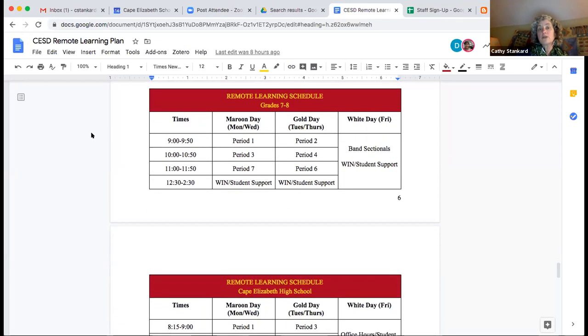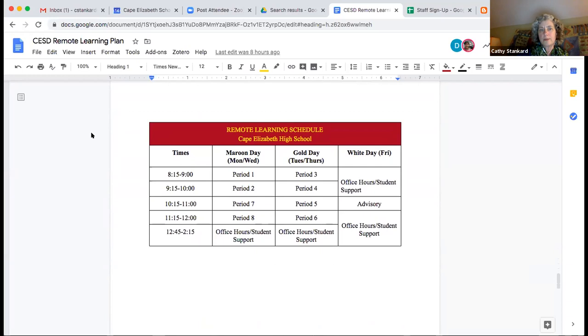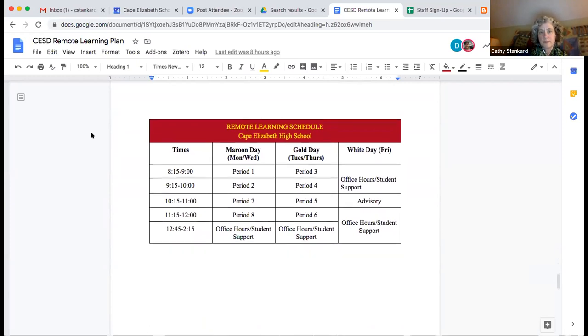The seventh and eighth graders are like the high school, following more of a traditional schedule in that it's not by content area, but it's by periods. So your regular period one class now meets on Mondays and Wednesdays from 9 to 9:50. And then you'll see that at the high school as well. So again, classes are meeting twice a week, with Friday being used for office hours or student supports.